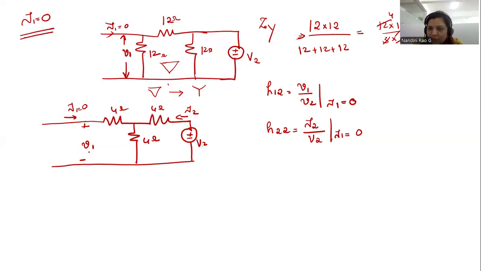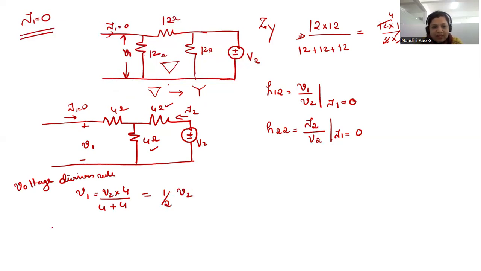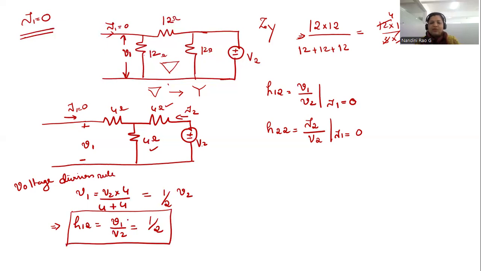Okay, V2 is here. What is the voltage across V1? What you can do, the easiest one is to go with the voltage division rule, correct? So V1 equal to V2 into 4 divided by 4 plus 4. This 4 and this 4. Okay. So what will be the value you're getting? Half V2. So this implies H12 equal to V1 by V2 equal to half. Okay. So I have got the third coefficient here. Okay, done. What I have to find next?